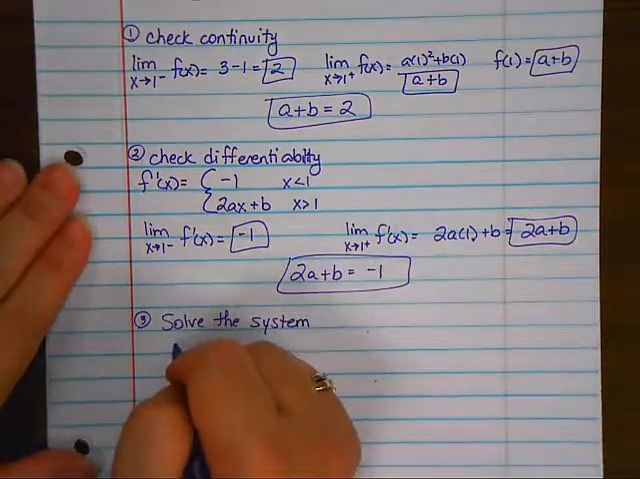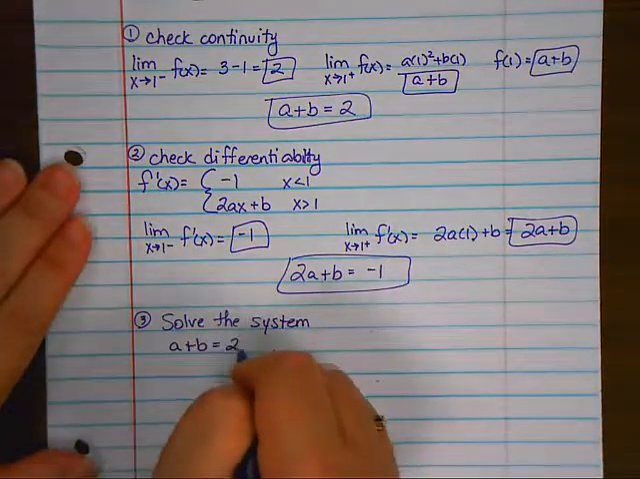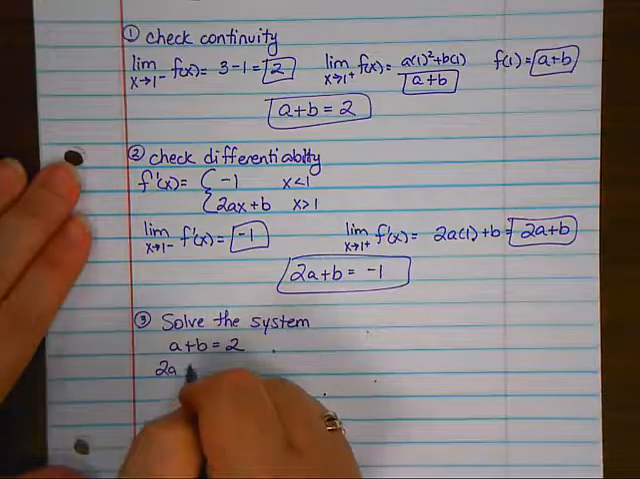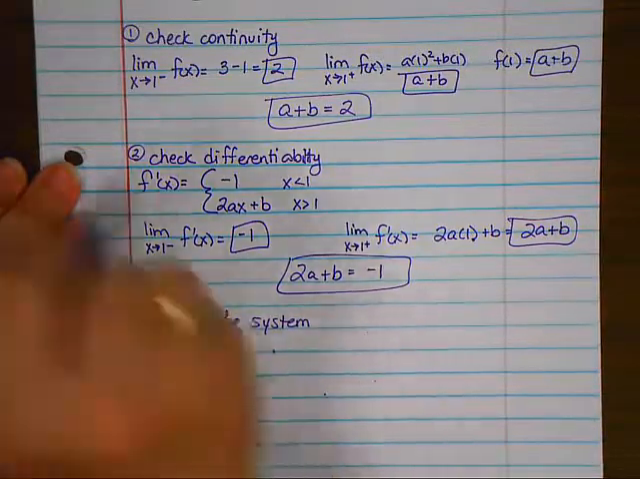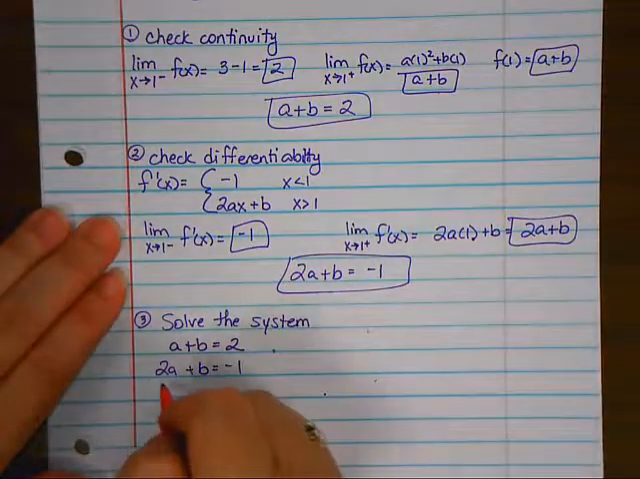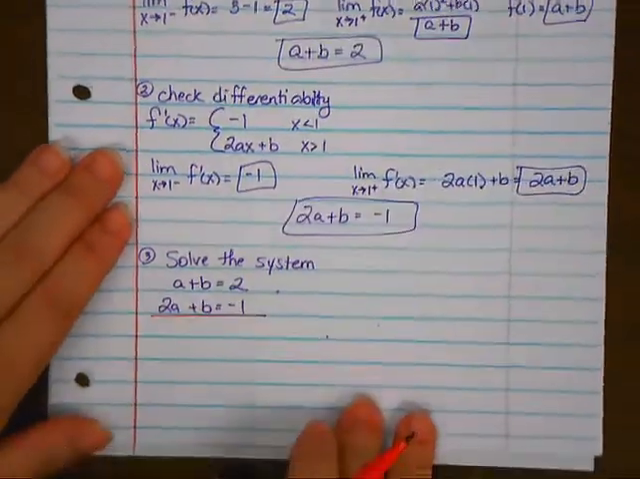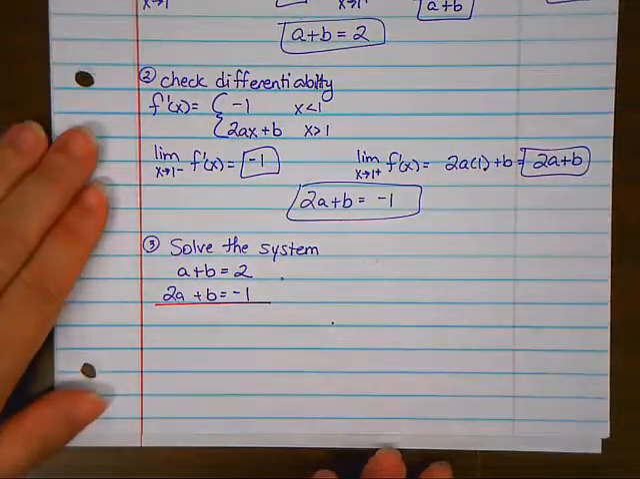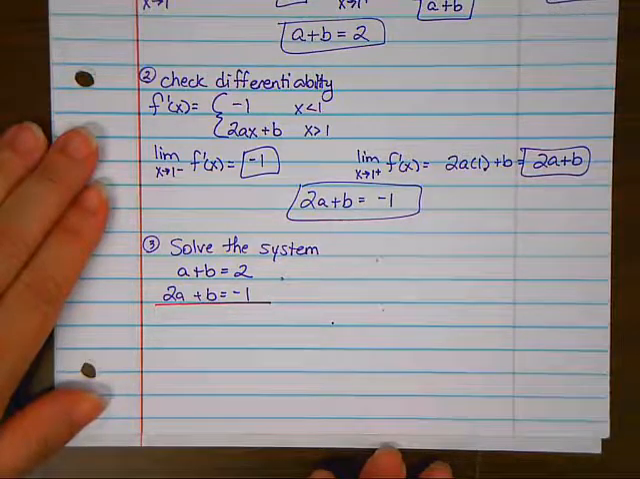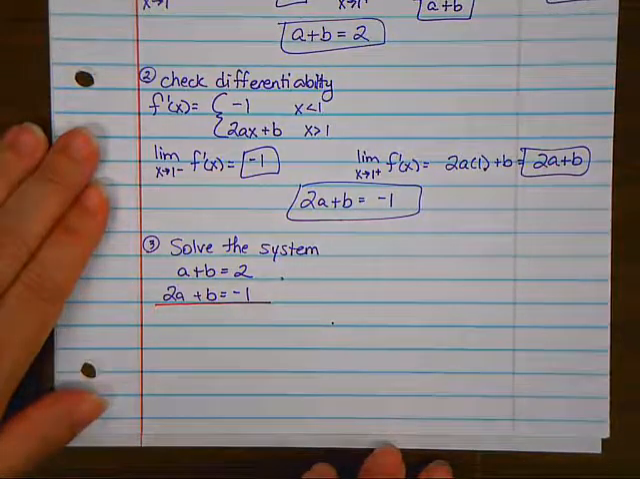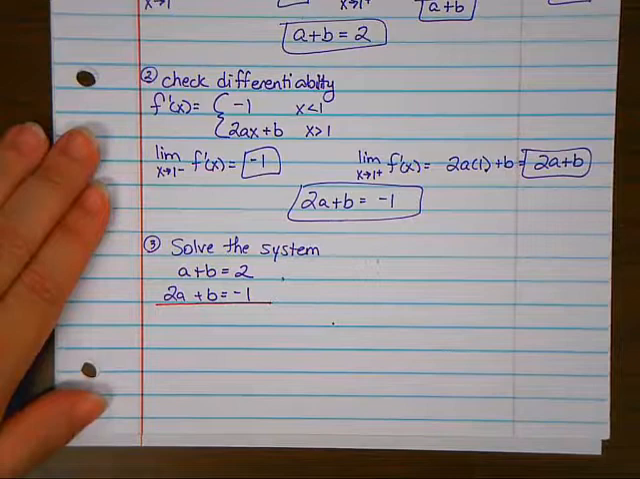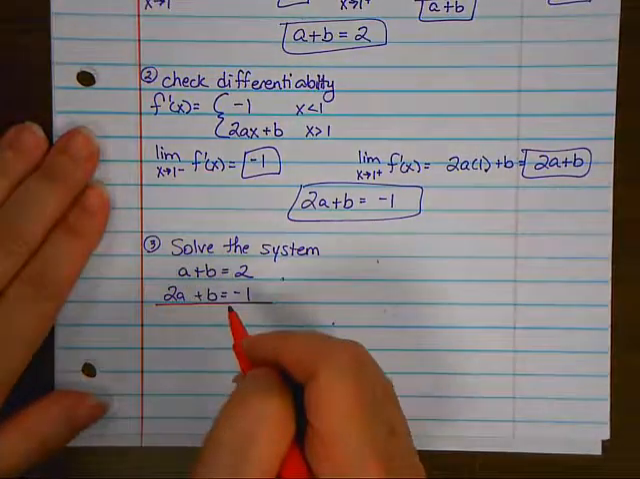So, copy the two equations down. A plus b equals 2. 2a plus b equals negative 1. Okay, well, let's do elimination. We need some practice with that. What letter should I eliminate? B. Which equation? What should I do? Change the signs of which equation you want to do.